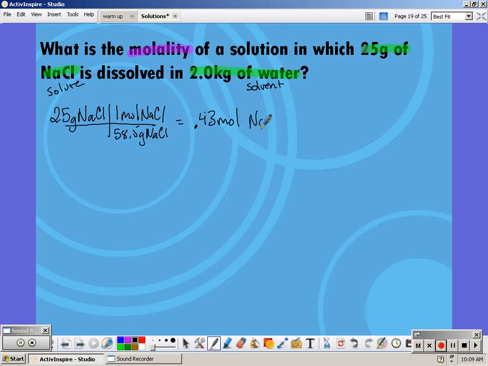Our solvent is already in kilograms, so we just need to do molality equals moles divided by kilograms. We need 2 significant figures, so we'll say 0.22 molal.